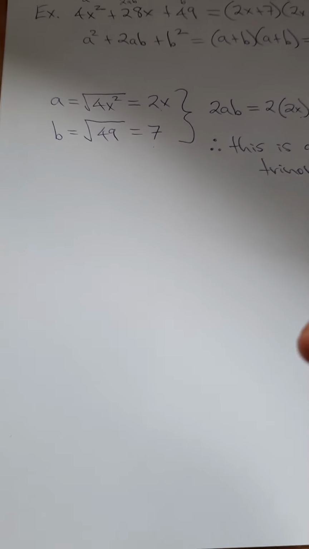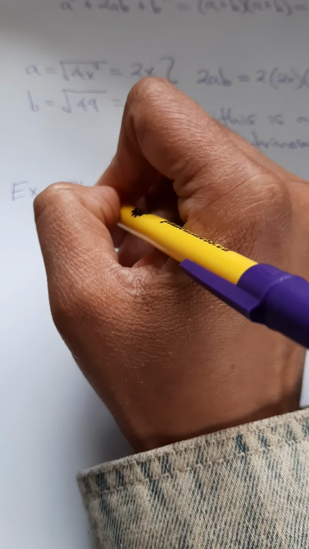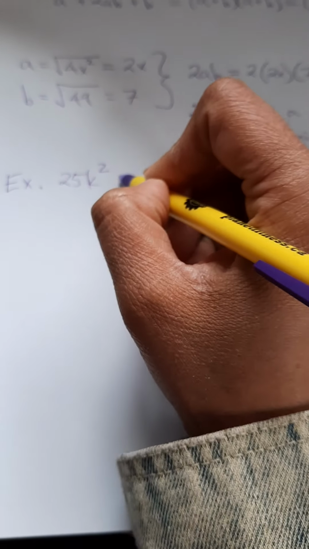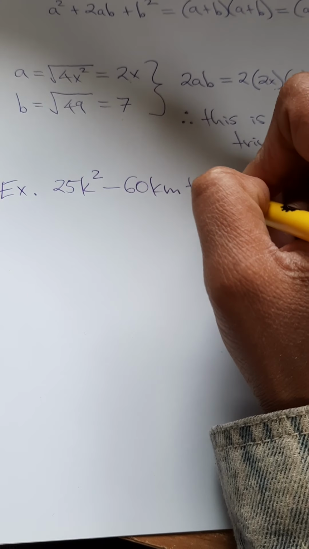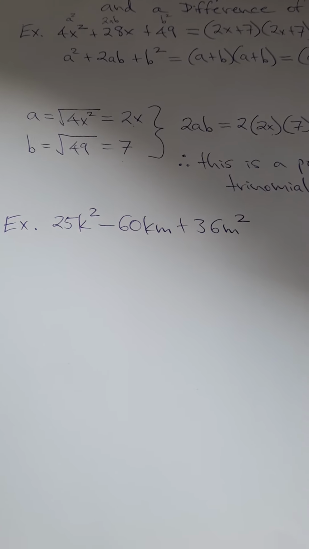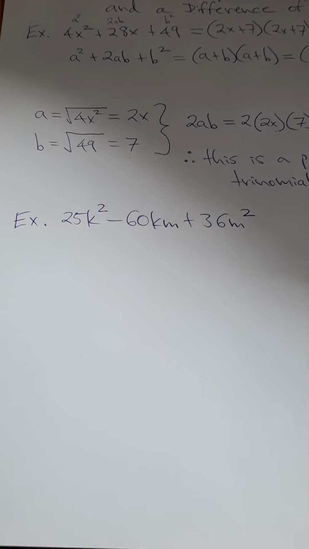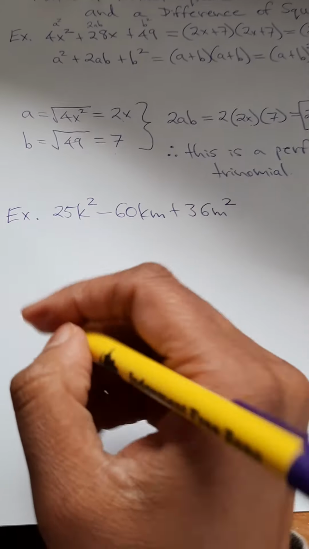Before we move on, let's try this one. Say I have 25k squared minus 60km plus 36m squared. So what the question says here is verify that each trinomial is a perfect square and then factor it. So I think we'll just leave some room here.